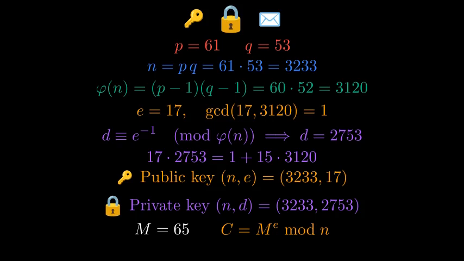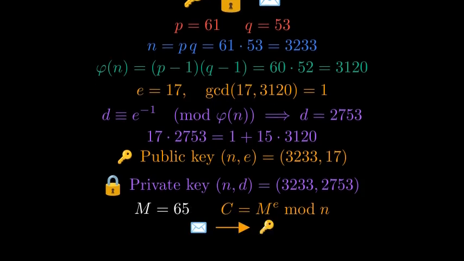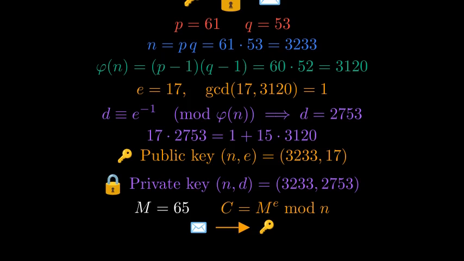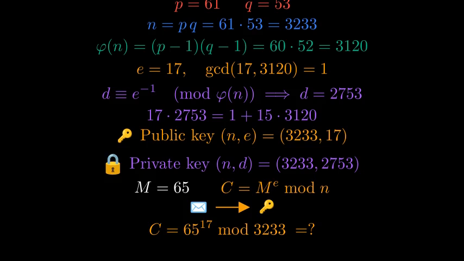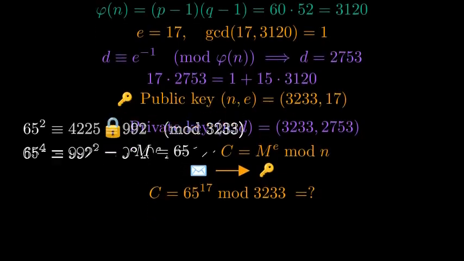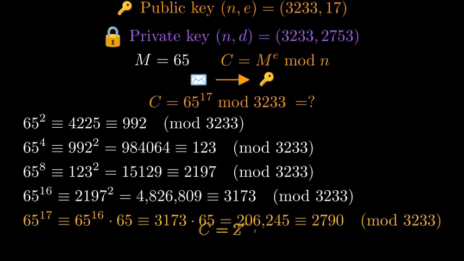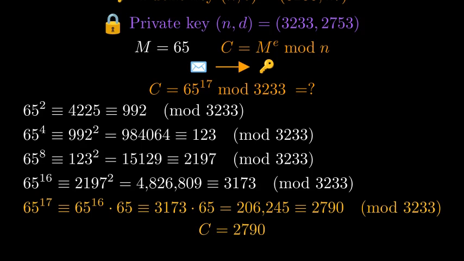Step 2. Encryption. We represent a message, M, as an integer between 0 and N minus 1. In our example, take M equals 65. To encrypt, compute C equals M to the E mod N. We will do fast exponentiation using repeated squaring to compute 65 to the 17th mod 3,233. Watch the steps. After these steps, the ciphertext is C equals 2,790.